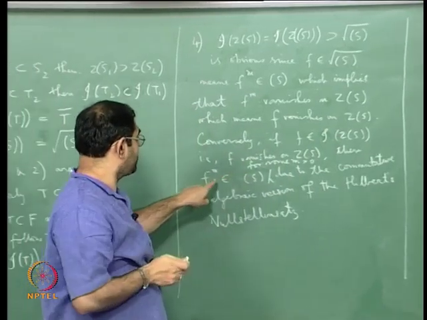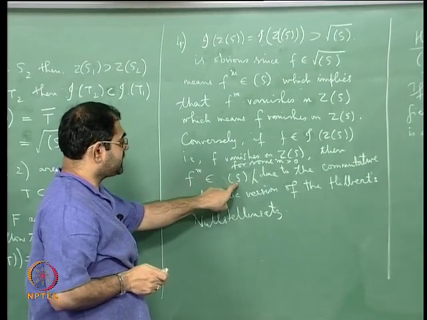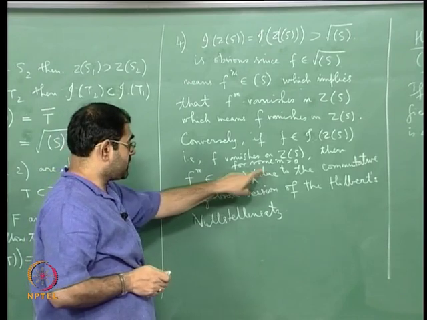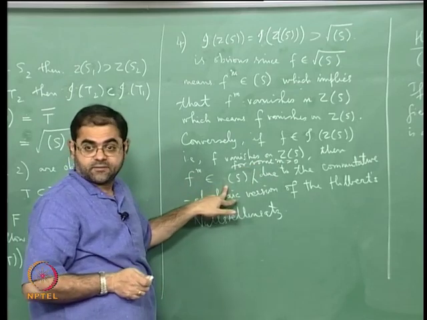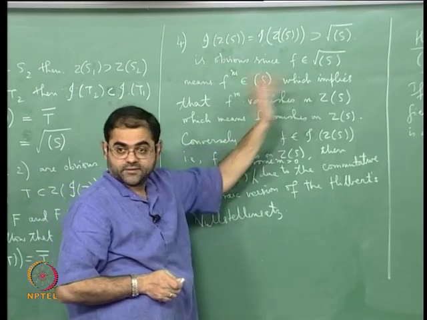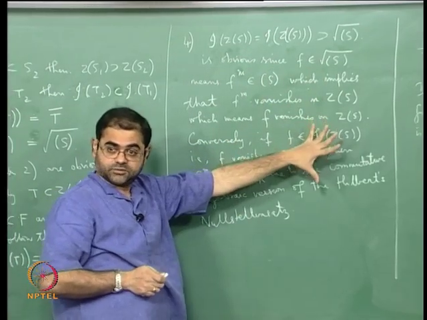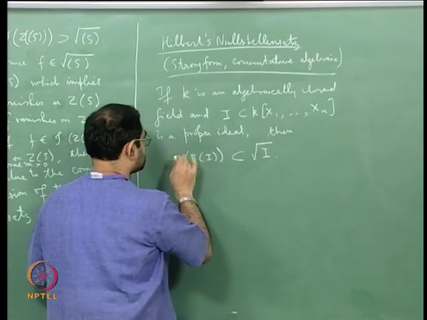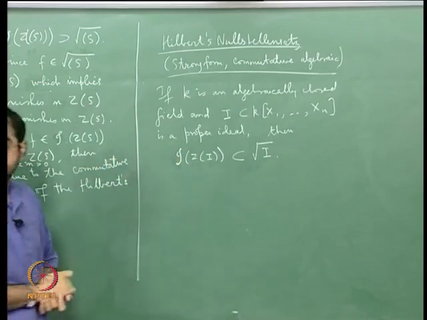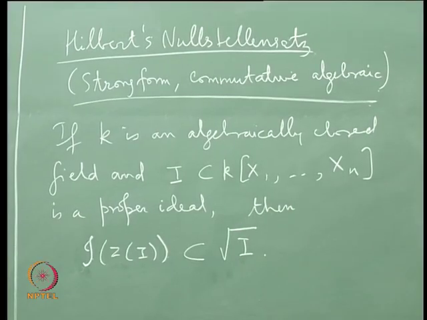Of course the statement here that f to the m is in the ideal generated by S for some m greater than 0 is another way of saying that f is in the radical of the ideal generated by S, which is what we want for the other inclusion. And here let me put script I so that it becomes better to read.